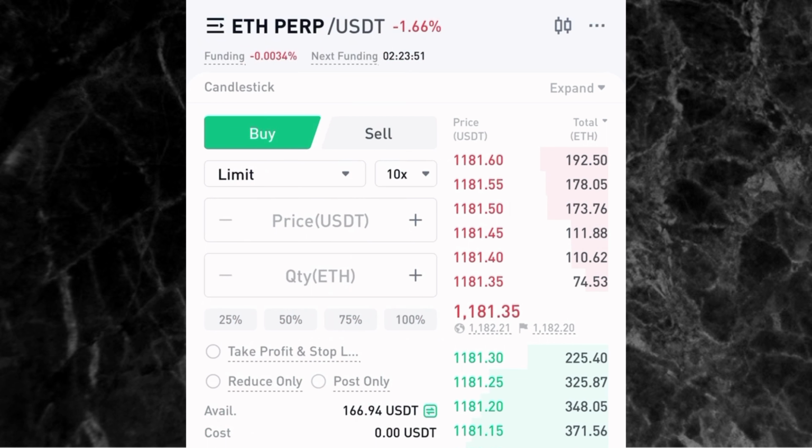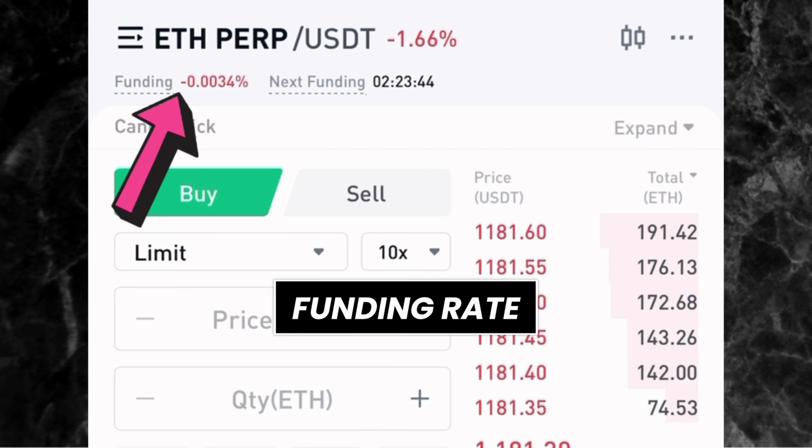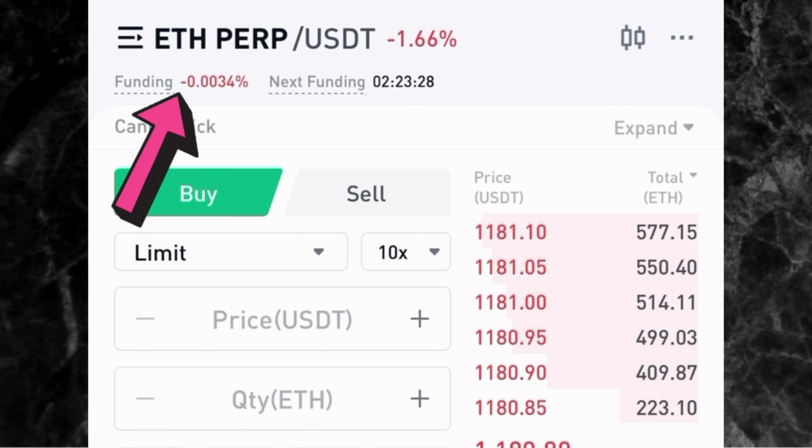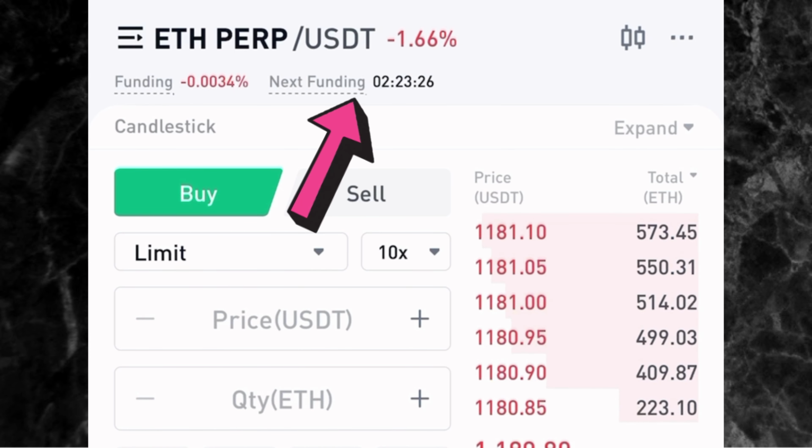So you can see it will be showing you the market you are trading at the top of the screen right here. Now, the next thing I want to explain to you guys is the funding rate. As you can see where the arrow is pointing to, you have funding with some numbers in red, and then you have next funding with a timing or a timer.